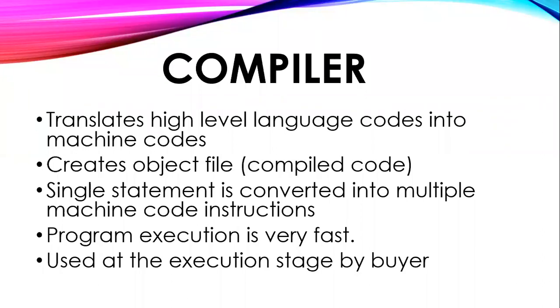A single statement is converted into multiple machine code instructions. Program execution is very fast. It is used at the execution stage by the buyer. Means when we run or execute a program, a compiler works faster than an interpreter. Interpreters are slower than compilers.